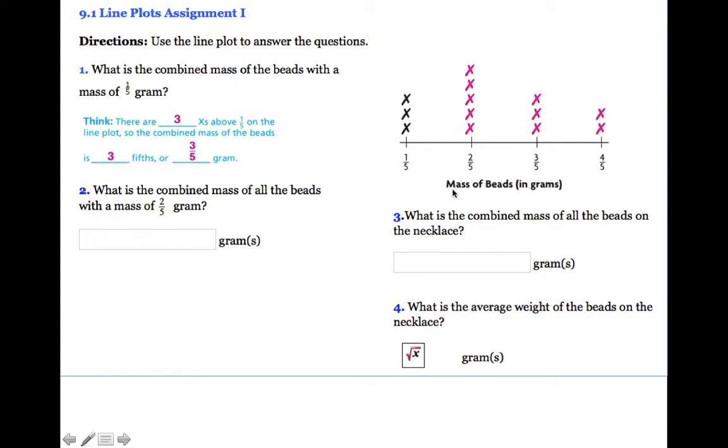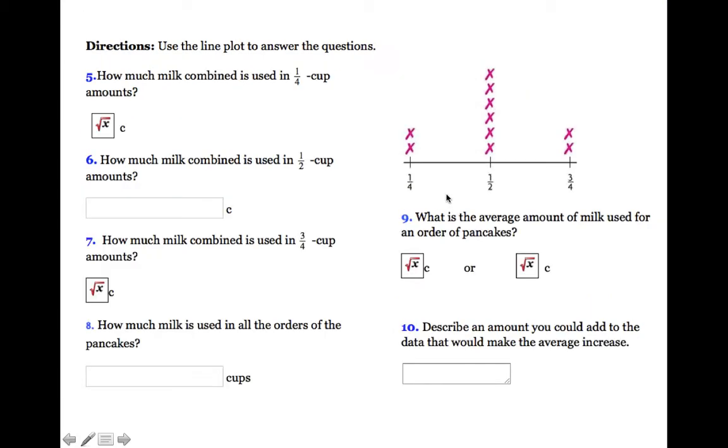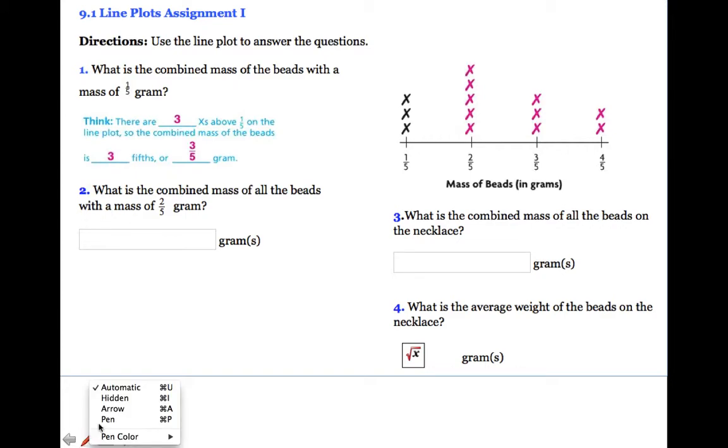This line plot is showing you the mass of beads that would be like on a necklace or a bracelet. Oops, let me go back. Hold on, I didn't get my pen. So what this is telling you is that you can see three X's right here. There are three beads that have the weight of 1/5 of a gram.